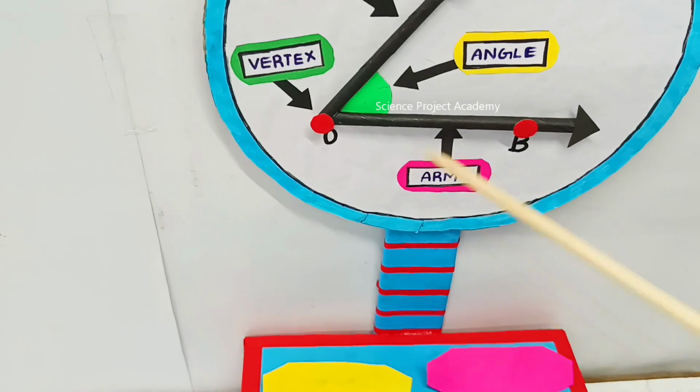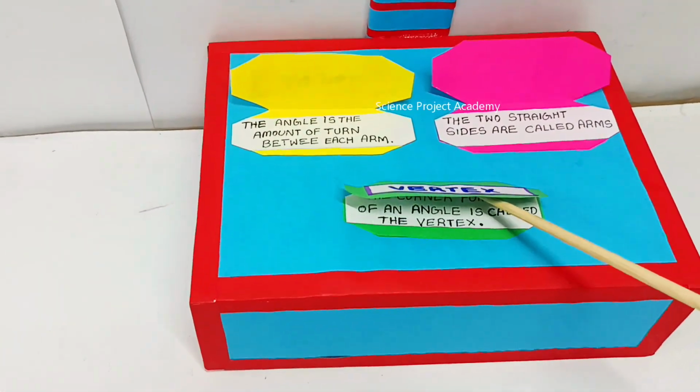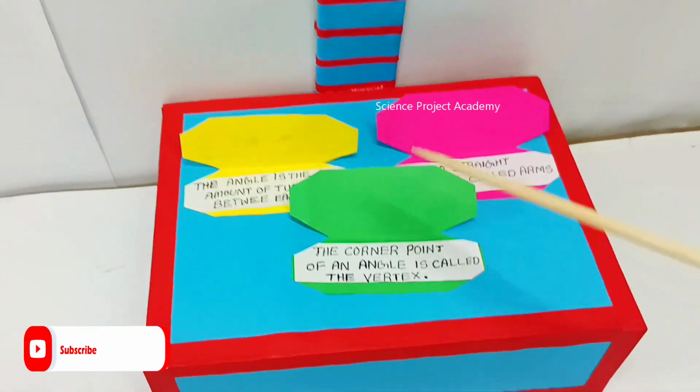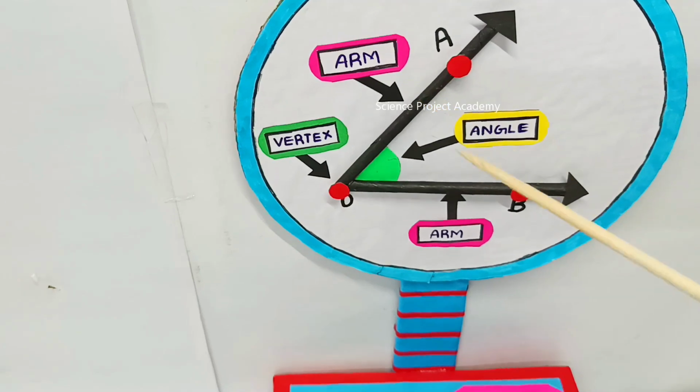And similarly, we try to understand what is all about vertex. Vertex, by definition, a corner point of an angle is called a vertex, which is a corner point of both arm and angle.